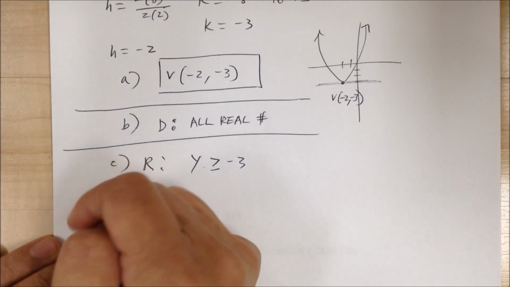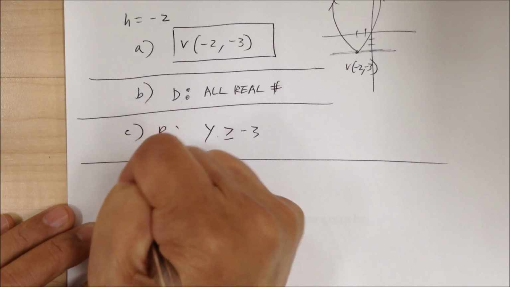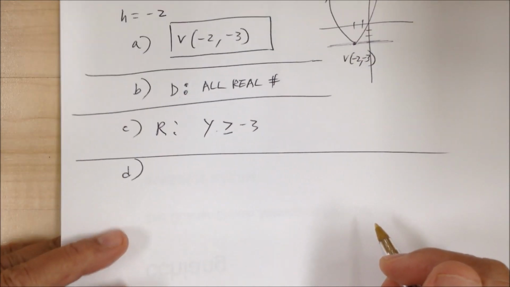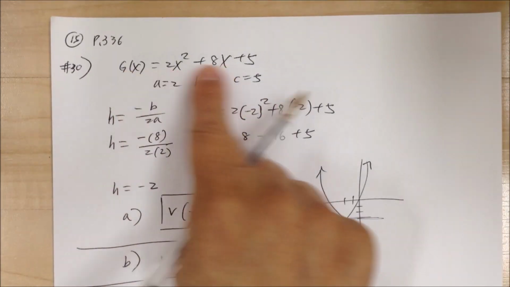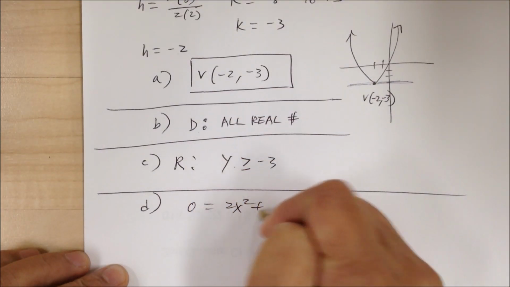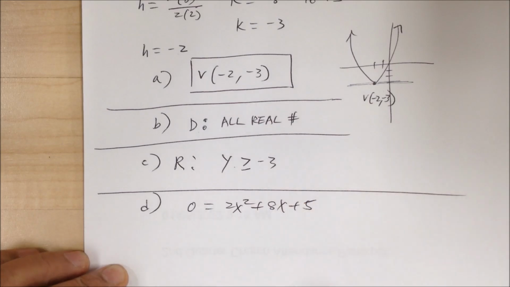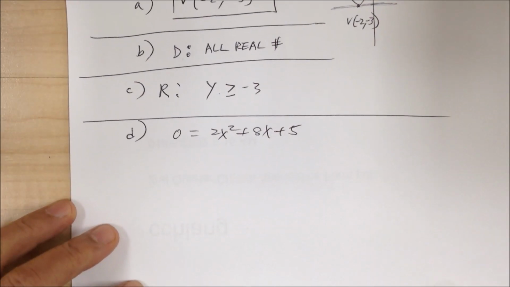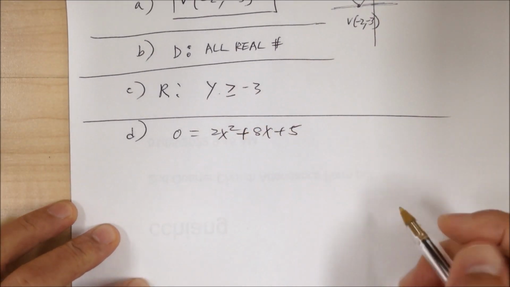Now let's go and do part D. You're looking for the zeros. To look for zeros, you set your equation equal to 0. So you're going to get 0 equals 2x squared plus 8x plus 5. And for this one, it's not factorable, so you have to use the quadratic formula.